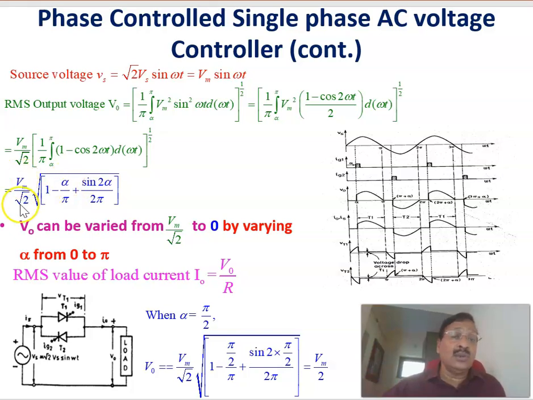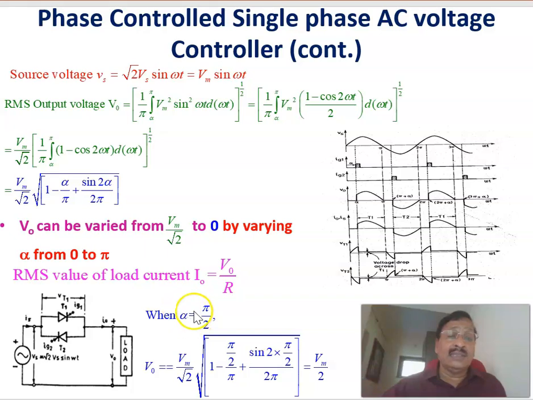If alpha is equal to 0, it is equal to Vm by root 2. Now, if alpha is equal to pi, you'll get 0 output voltage. Therefore, it can be varied by changing the firing angle. You can vary the RMS value of the output voltage as per this equation: Vm by root 2 into the square root of 1 minus alpha by pi plus sin 2 alpha by 2 pi.